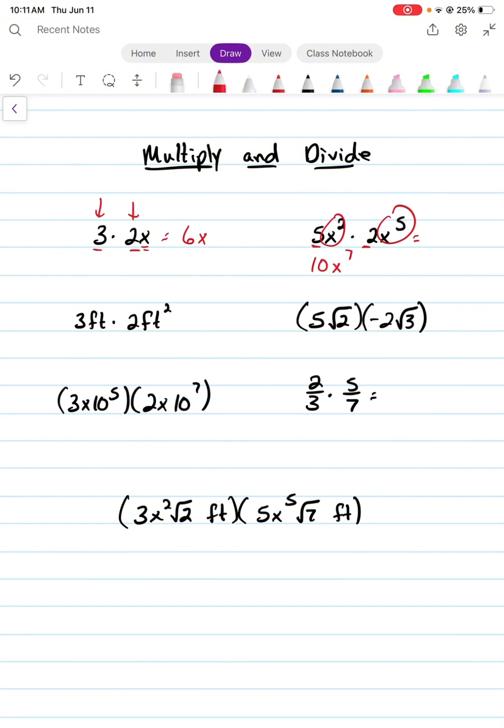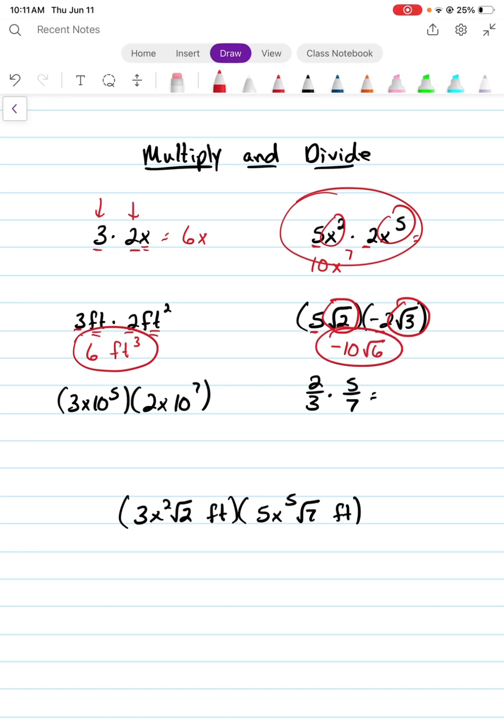3 feet times 2 square feet. Even though they're not alike, 3 times 2 is 6 feet and square feet. We're going to use the exact same rule of exponents we used up here. We're pretty much counting how many feet we have. Feet times square feet gives me feet to the third power, 6 cubic feet. The next one, 5 times negative 2 are alike. Neither one of them have roots. Both of them are coefficients. 5 times negative 2 gives you negative 10. And you can multiply a radical times a radical. They're alike. Root 2 times root 3 gives you root 6.